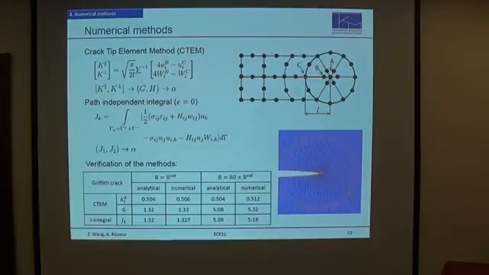Or by another method, we program the path-independent integral along this right line, where the inner radius is called 0, and we have calculated these two methods in a Griffith crack, where various analytic solutions are available. So we see that the numerical result is very cohesive with an analytic solution.